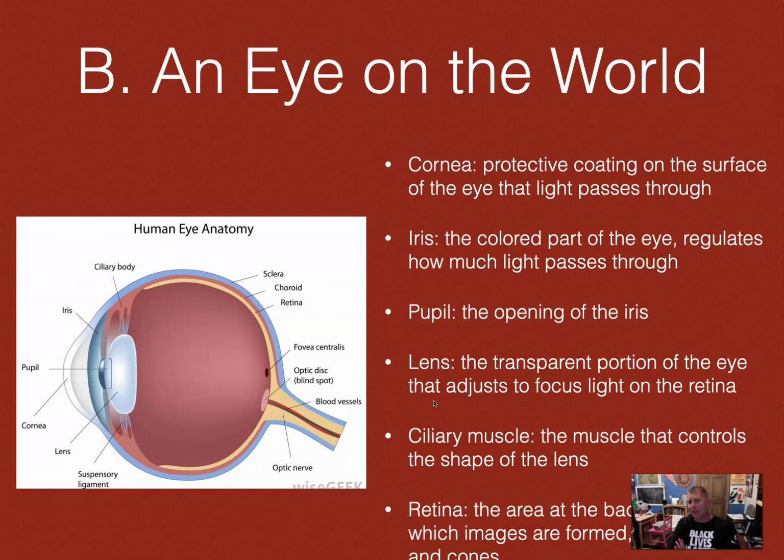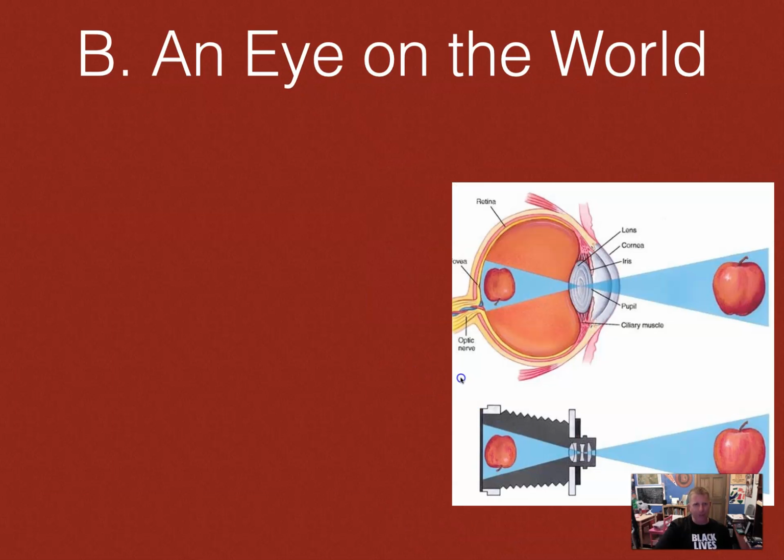It's amazing how quickly our eyes can focus and kind of look all around. The ciliary muscle is the muscle that controls the shape of the lens, so you can look far, you can look close. And then the retina is the area at the back of the eye in which the images are formed, and it has our rods and our cones.